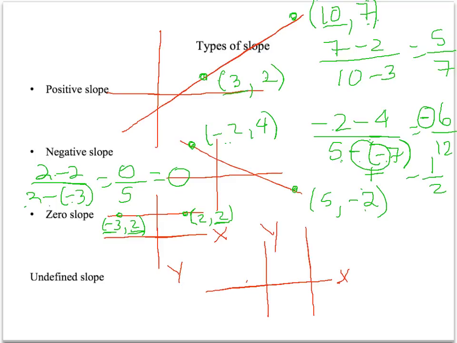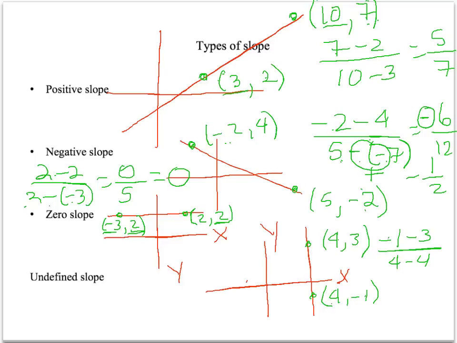And the last one, our undefined slope. Okay, let's take 2 points. I will say that x is 4 and y is negative 1 here. X is 4 and y is 3, we'll say. Same deal, let's find the difference in our y. So I'm going to do negative 1 minus 3 over 4 minus 4.